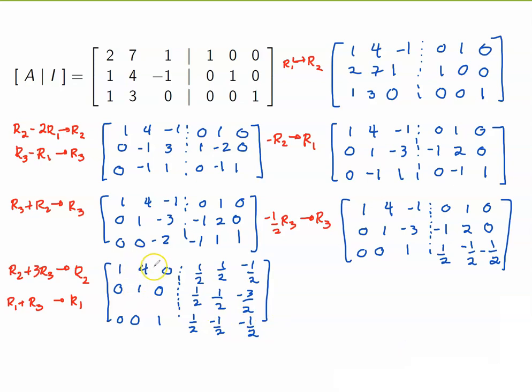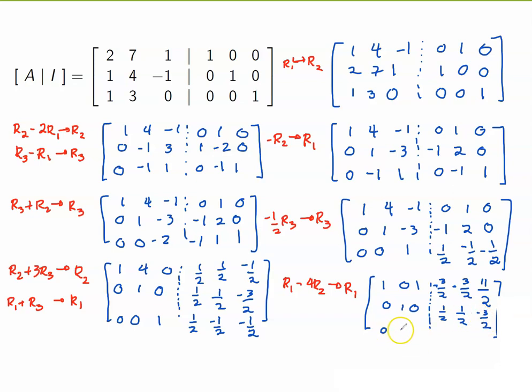And lastly, we want to turn this 4 here above this leading entry into 0. We do that by subtracting 4R2 from R1. That will be your new R1. Hence, we were able to get the identity matrix, and this matrix over here on the right will now be your A inverse. Let us write A and A inverse as a product of elementary matrices.